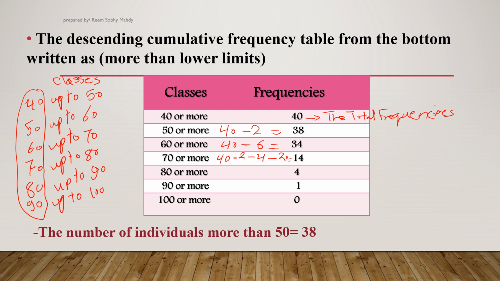So the frequency of the last class in the descending cumulative table equals 0. The number of individuals more than 50 has a frequency of 38.